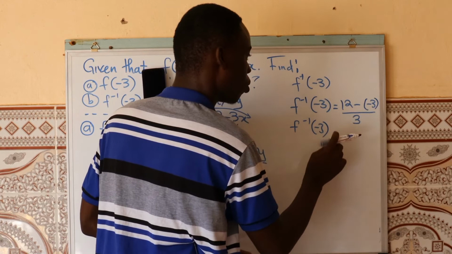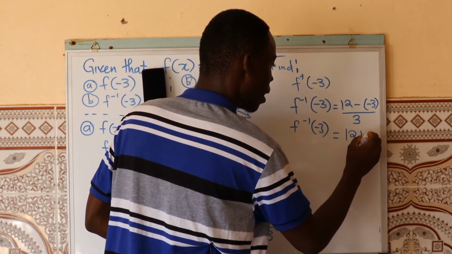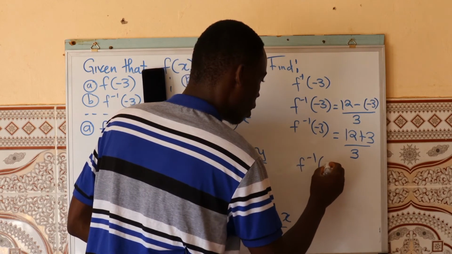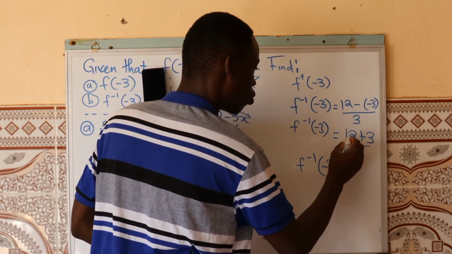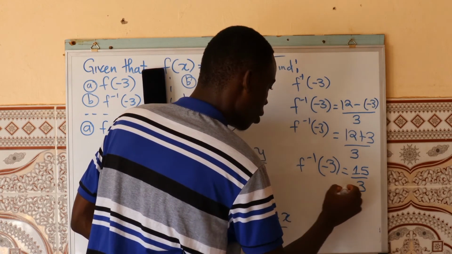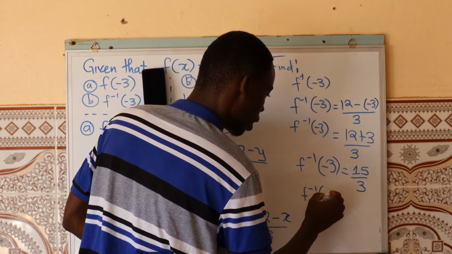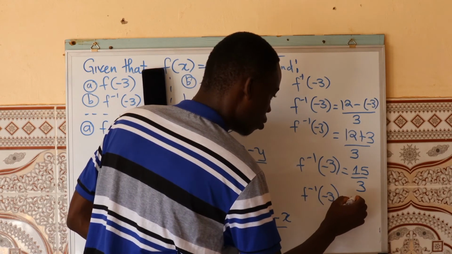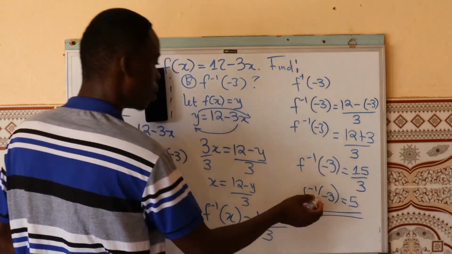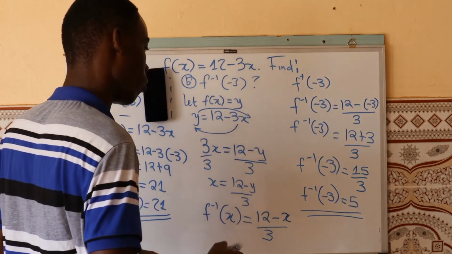Negative times negative is positive, so this will be 12 plus 3 divided by 3. So f inverse of negative 3 is equal to 12 plus 3, which is 15, divided by 3. F inverse of negative 3 is equal to 5. 3 into 15 is 5. Hence, this is our value of the inverse of negative 3.